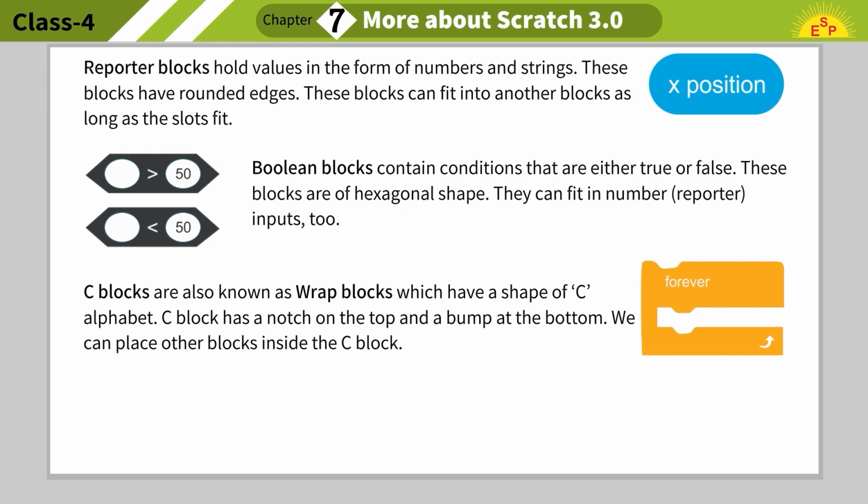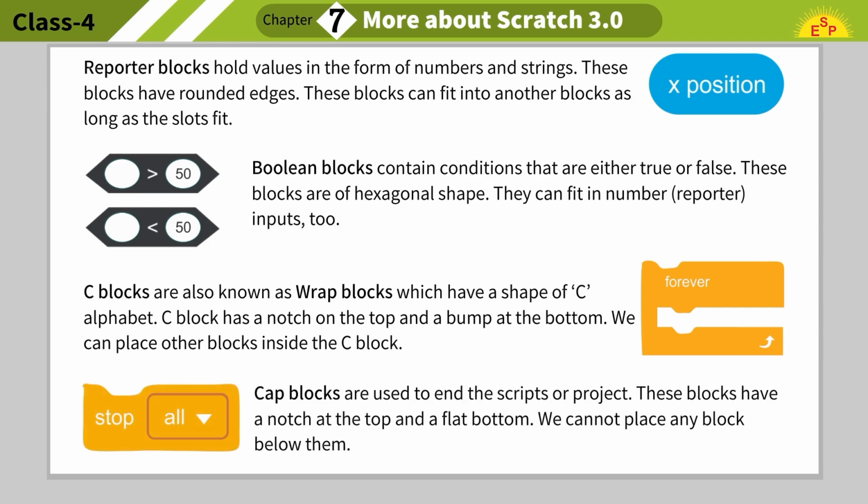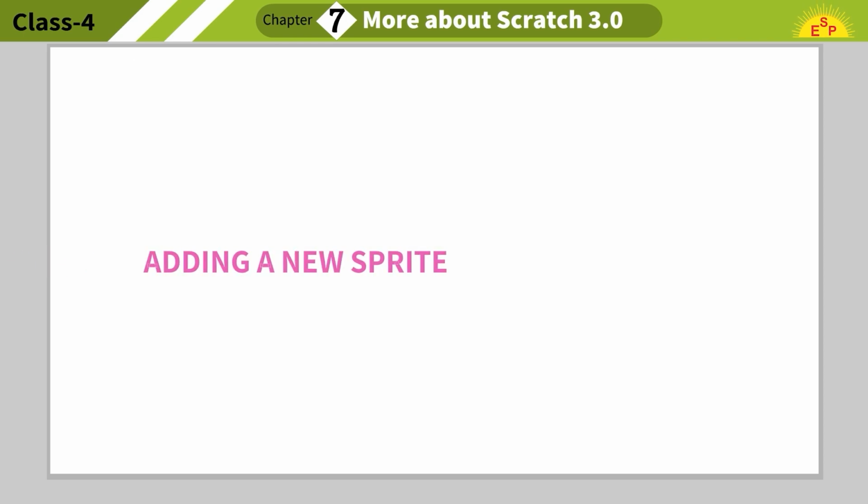C blocks are also known as wrap blocks which have a shape of C alphabet. C block has a notch on the top and a bump at the bottom. We can place other blocks inside the C block. Cap blocks are used to end the scripts or project. These blocks have a notch at the top and a flat bottom. We cannot place any block below them.